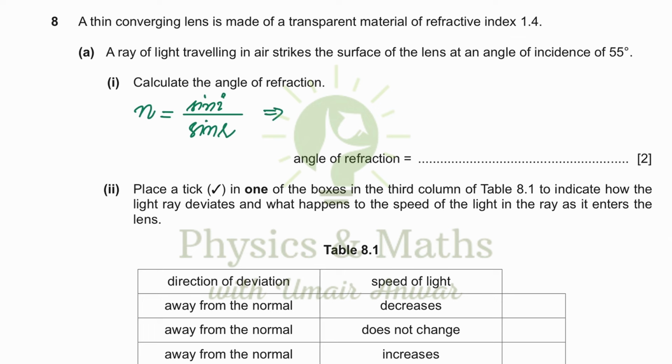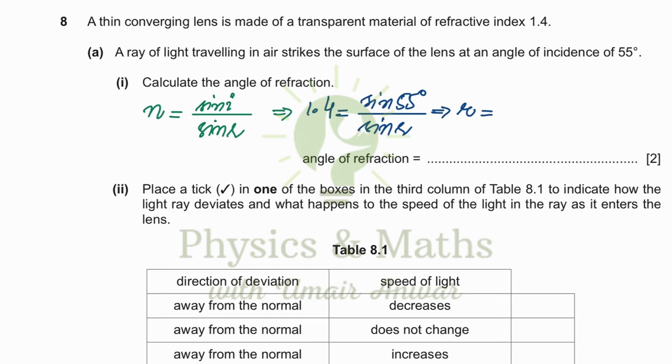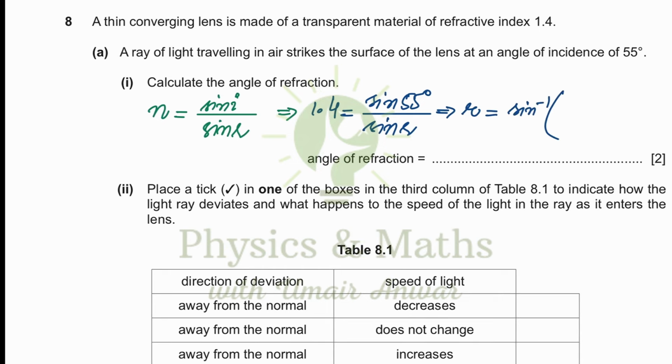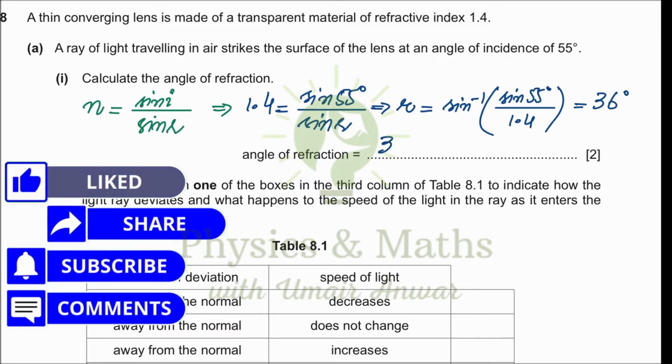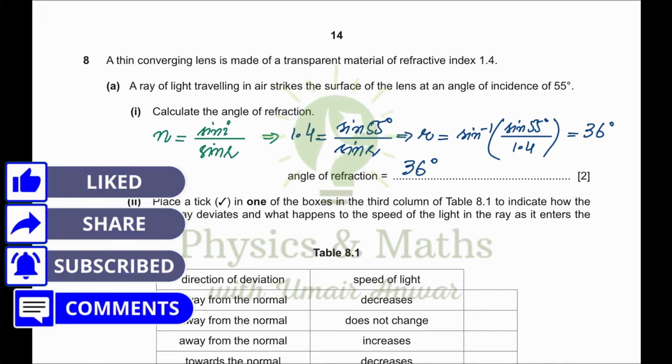So the value of refractive index is given to be 1.4 for the transparent material, and the angle of incidence is 55. So the angle of refraction is to be found, which would be equal to sine inverse of sine 55 divided by 1.4, and the answer would be 36 degrees. So the angle of refraction is 36 degrees.